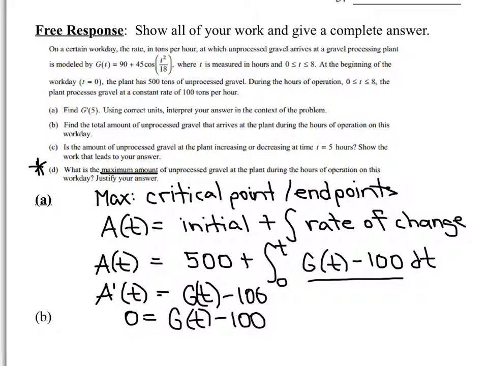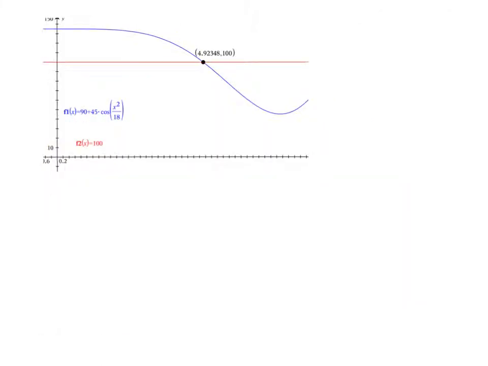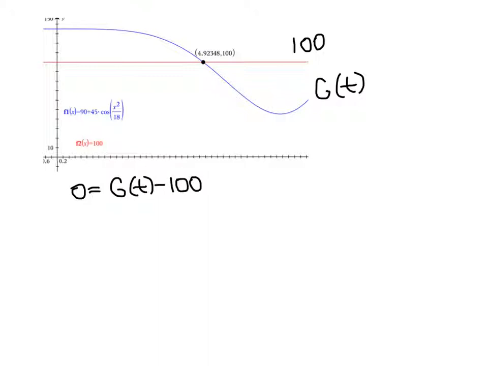In this example, since we already have this input in our calculator, it might be easier to look at a graph. So here is my graph. You can see the g function is in blue, and this represents the amount of gravel being processed at 100. I found the intersection point because we just established that when this rate of change is equal to 0 is where we'll find a critical point. So when 100 is equal to g of t, we can see that that happens when t is 4.923. So that is a critical point.